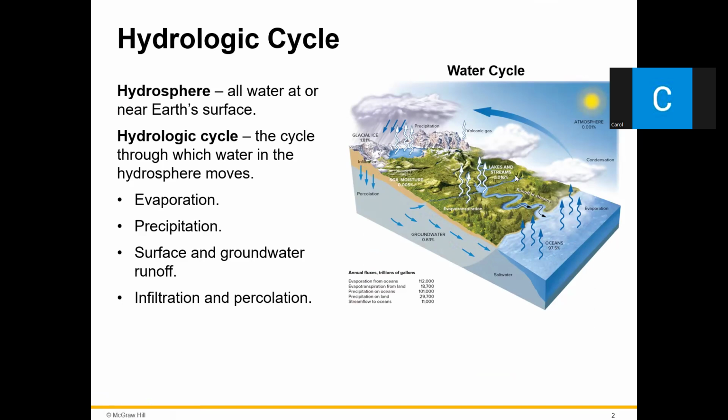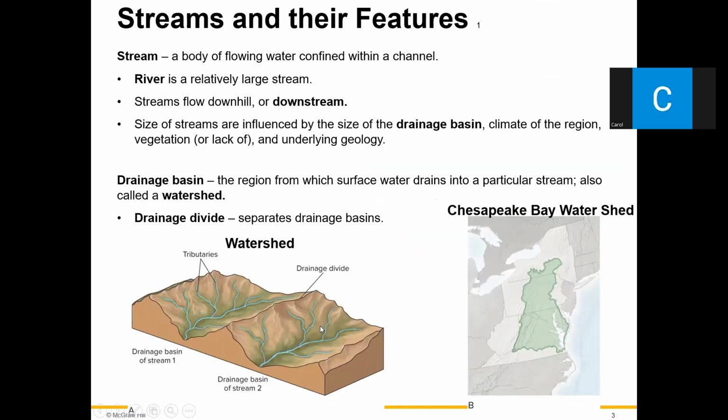It evaporates, or it is breathed out by plants, if you will. That's evapotranspiration. It can also go back into the atmosphere via volcanic gases, where it then precipitates again, and then it can be stored as ice. So, water cycle. Streams.